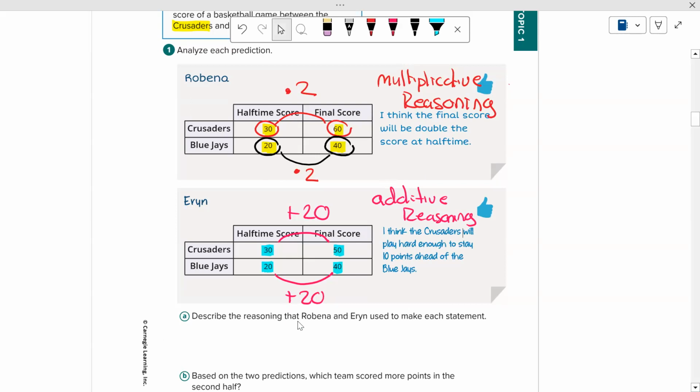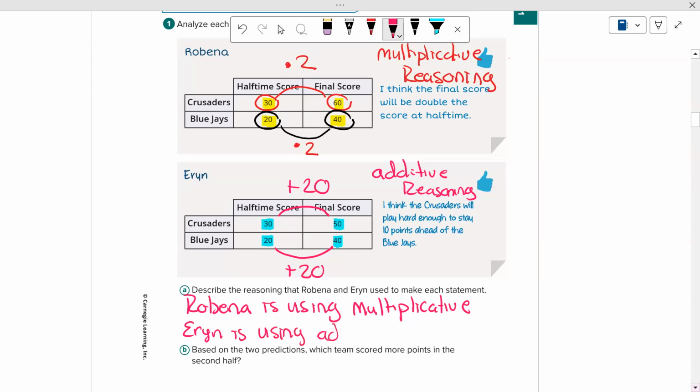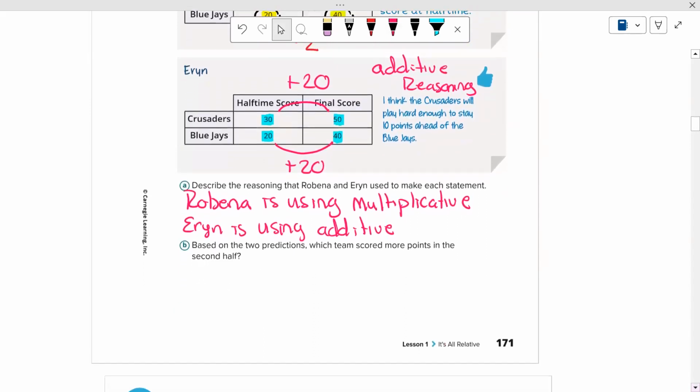So in part A, it says, describe the reasoning that Robania and Erwin used to make each statement. We just described it. Robania is thinking multiplicative. And Erwin is using additive. Remember, these are predictions that they think is going to happen. It may not be true. Multiplicative means to multiply, additive means to add.